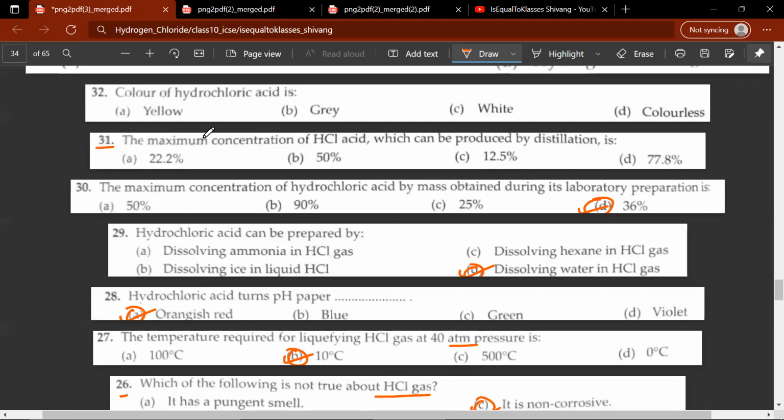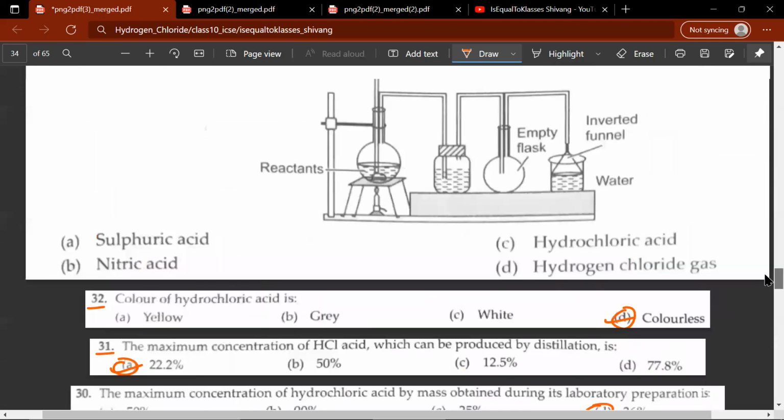31st question. The maximum concentration of HCl acid which can be produced by distillation is, so this would be A, 22.2%. The 32nd question. The color of hydrochloric acid is what color? So this would be colorless. It's one of the properties of HCl.